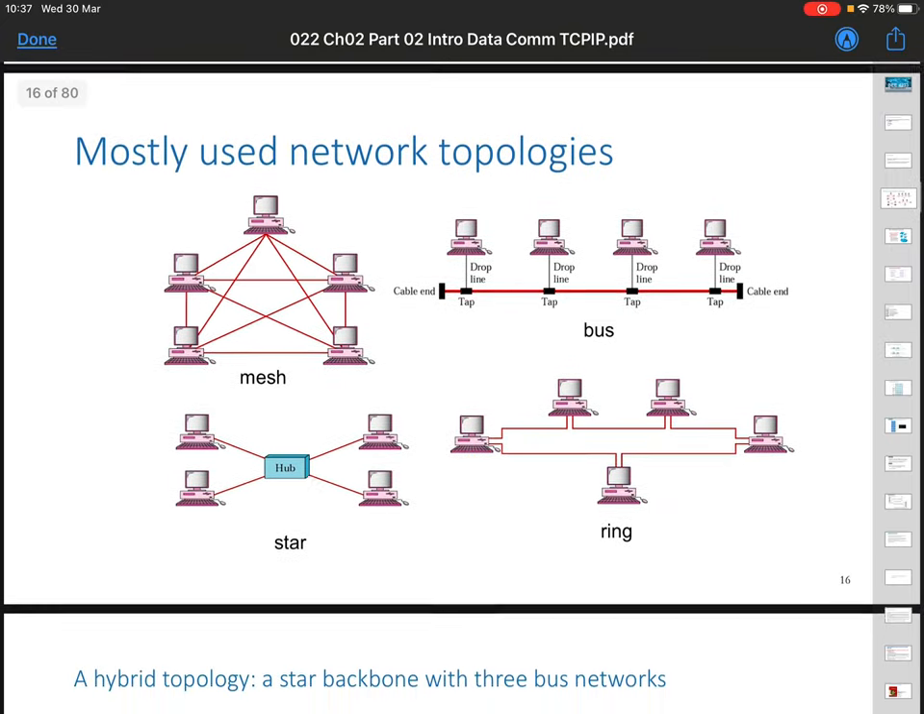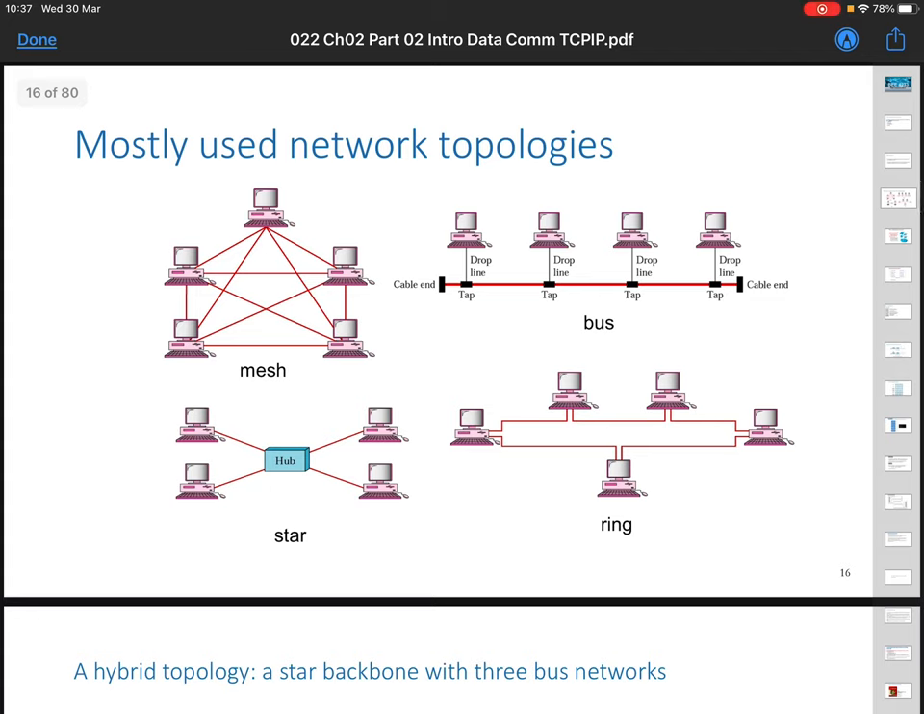These are the mostly used network topologies. This is mesh topology. This is star topology. This is bus topology. And this is ring topology. Normally a ring is all circle. In this case, it looks like a square, but it is a ring topology.